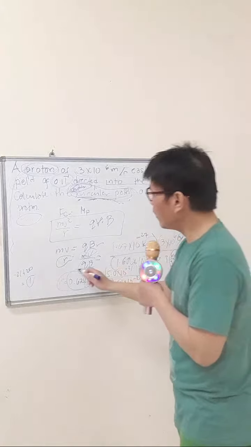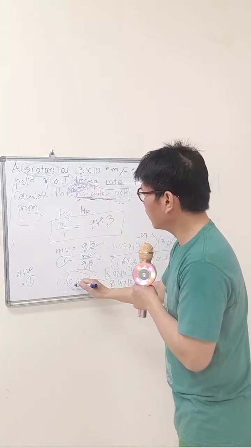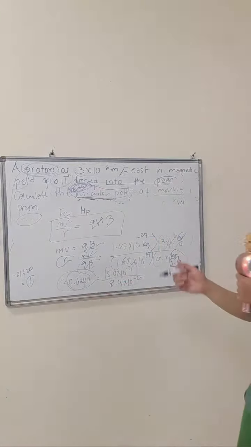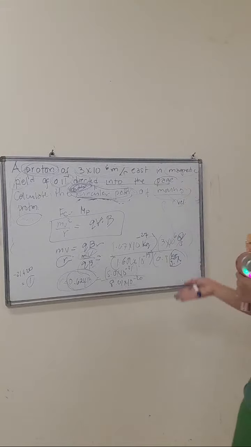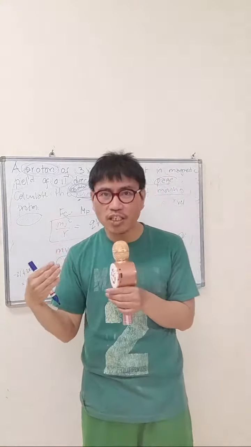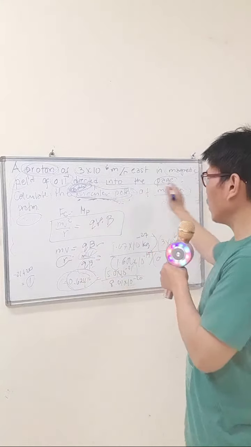0.64 meter is our radius. If the diameter will be asked, times 2: 0.64 times 2. If the circumference will be asked, 2 pi r. So these are the backup questions. If the radius is already given, the question will be changed.